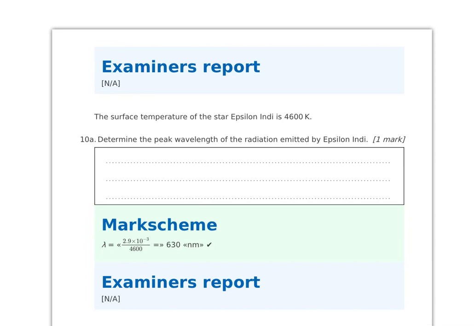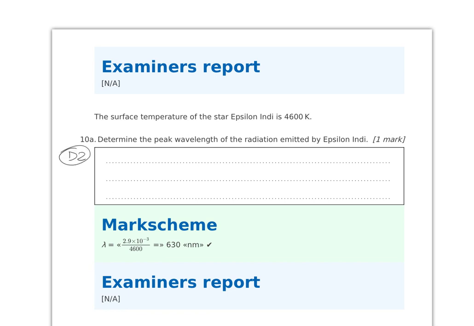Okay, terrific. So this is video 2 of 2, hopefully only 2, of D.1 Stellar Quantities, I think? Stellar Processes? I forget. D.1, whatever that is. Stars. So we have epsilon Indy, it's 4600 Kelvin. What's the peak wavelength? Let's use Wien's law, I think? Yeah, I'll get that equation rolling.